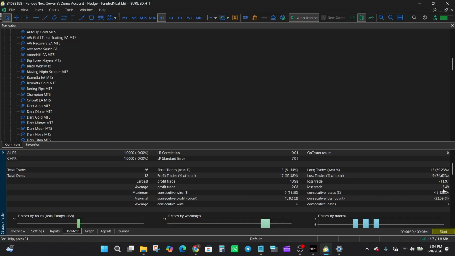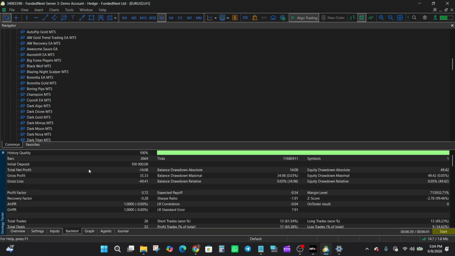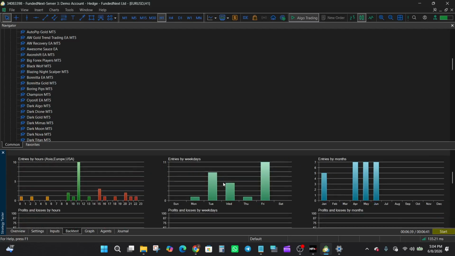So based on the average profit and average loss, it shows that the average risk to reward ratio is bad, right? And then the win rate is not even good enough. Okay, so I'm not surprised to see a total net profit in the negative, even though that is very little compared to the initial deposit.